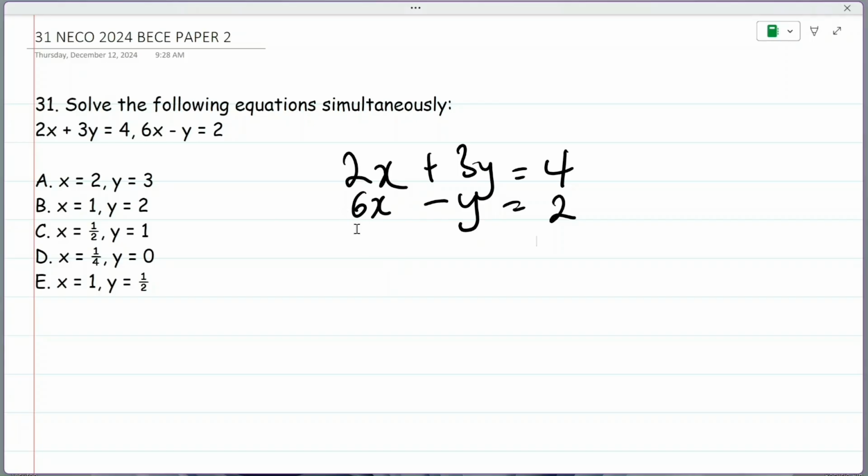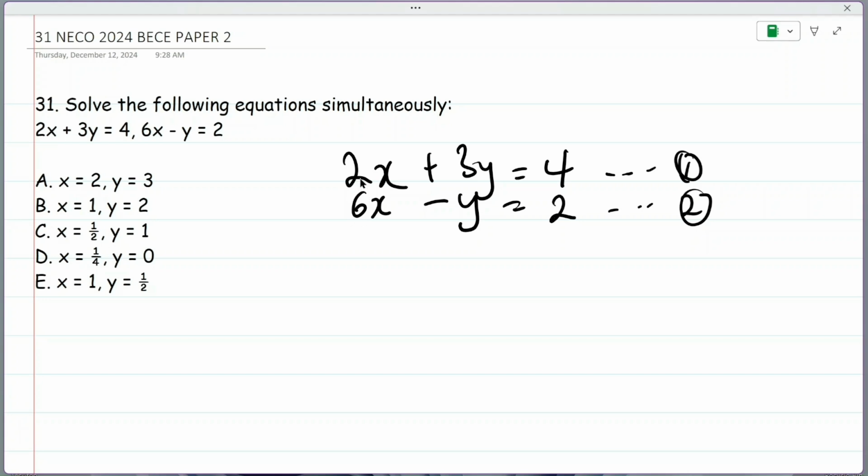Let's eliminate x. For us to eliminate x, the coefficient of x here has to be the same as the coefficient of x below. Let's say this is equation 1 and the lower one is equation 2. For us to eliminate x, the coefficient of x in equation 1, that's the number in front of x, has to be the same as that in equation 2, which is 6. We have to increase 2 to 6, and we have to do it by multiplication. So we have to look for a number that will multiply by 2 to give 6, thereby making both of them have the same coefficient. Then we subtract to eliminate x.